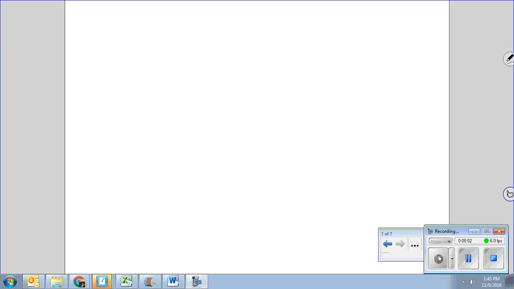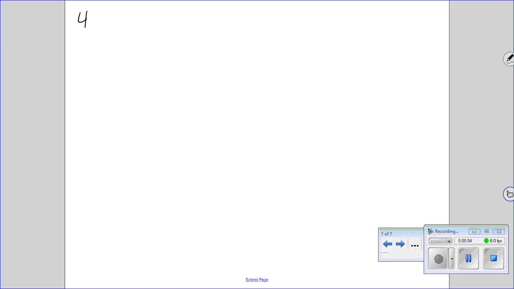All right, here we go. So this is on worksheet 4.1, number 4. Oh, it's 0.2. And I'm going to grab a proper pen instead of this stupid thing I'm using. All right, so here we go.